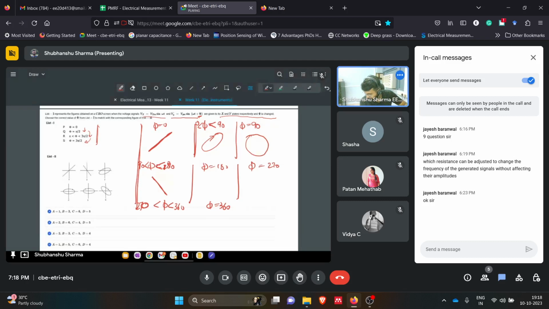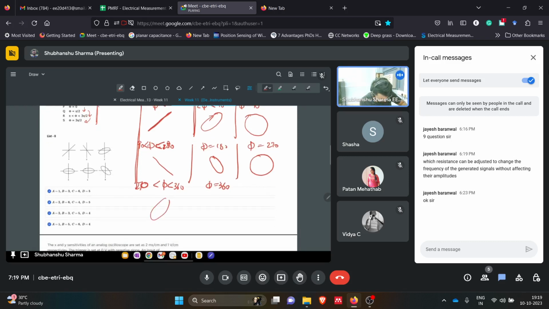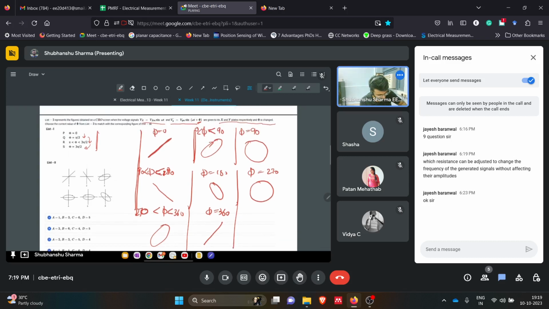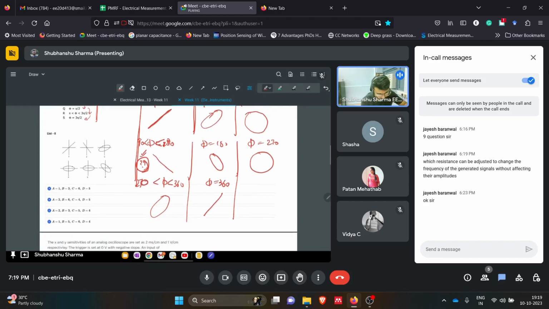I think it will not be like this. For the time being, I will just correct this in the next session. I forgot. But anyway, for phi equals 180, it will be like this. Then for 270, it will be circular. Then from 270 to 360, it will be like this. And then we are back to 360. I'll check this in the next session. So based on that, you can answer this.